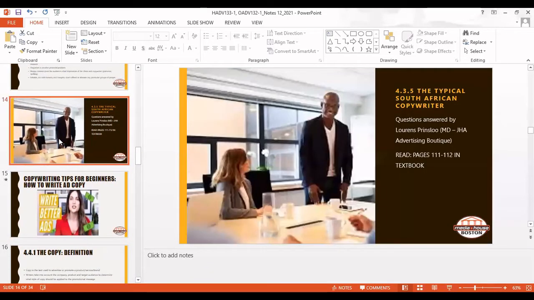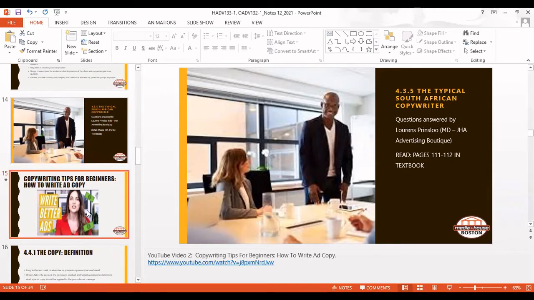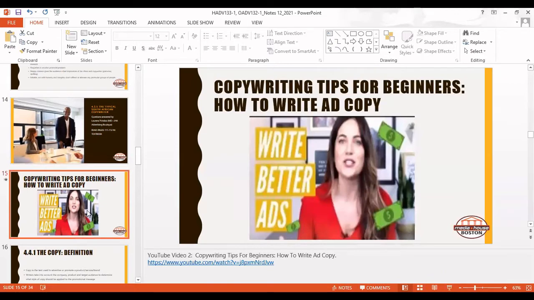So now we're going to move into the typical South African copywriter. If you go into your textbook, pages 111 to 112, you will see they start talking about the typical South African copywriter. We're going to get into that as well. There is a video on these slides. It's there on the campus site, it's there on these slides. These are tips of how to write an advertising copy.